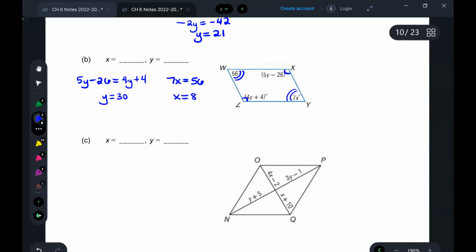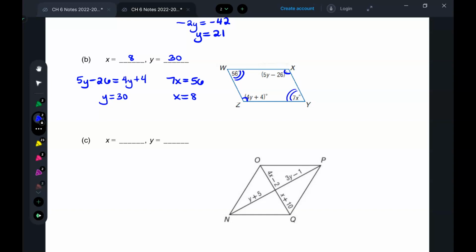Wait, couldn't you also do it where you find what the first one is with the y's and then make it supplementary with the other one? You could make them supplementary, but it's extra work. It's easier to set them equal to each other if that's what you have. Okay, here, you just make them equal to each other.